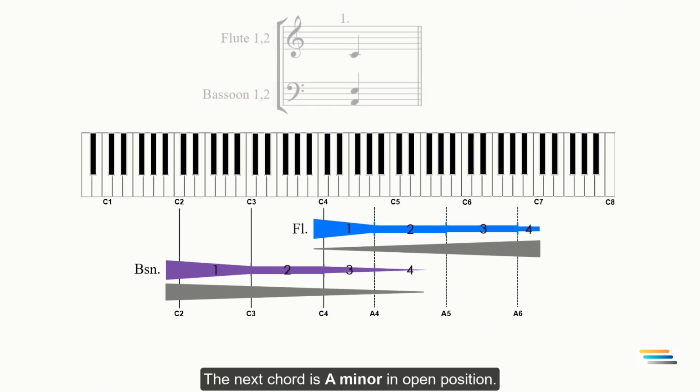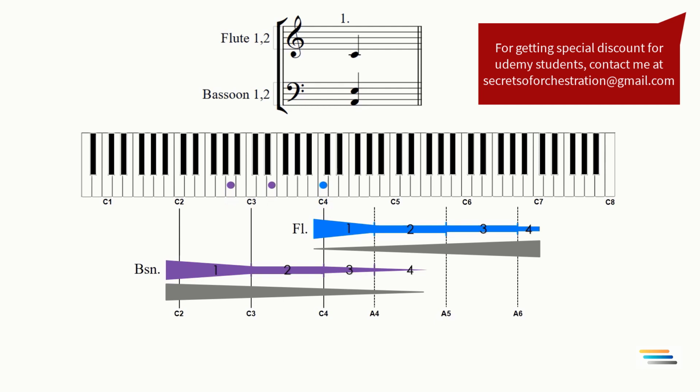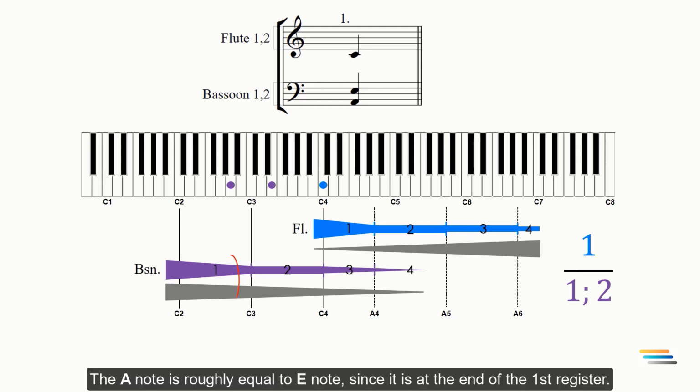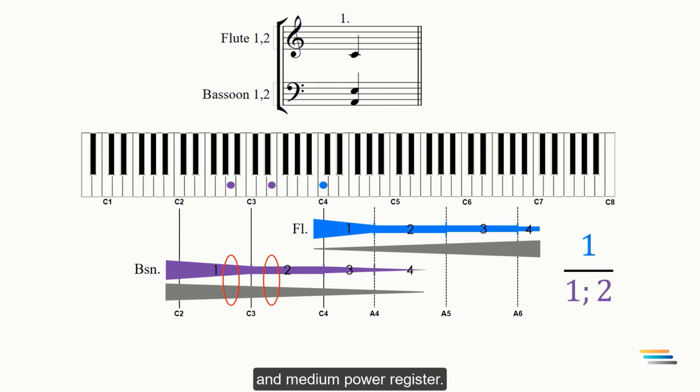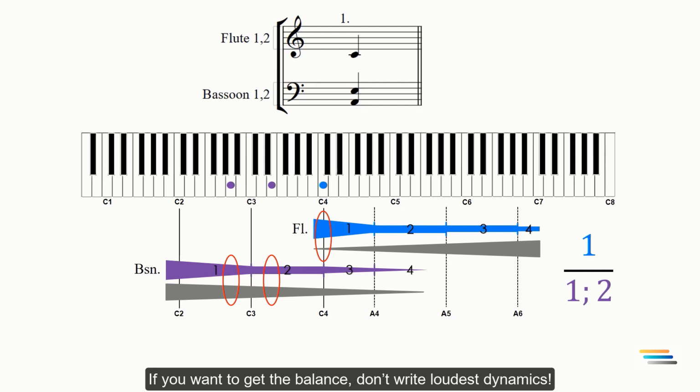The next chord is A minor in open position. The A note is roughly equal to the E, since it's at the end of the first register. The E note will be played by the first bassoon in the soft and medium power register. The C note is in the thick and weak register of the flute. If you want to get the balance, don't write the loudest dynamics.